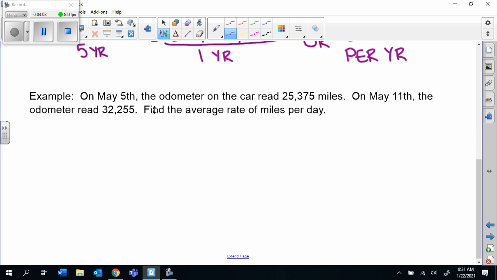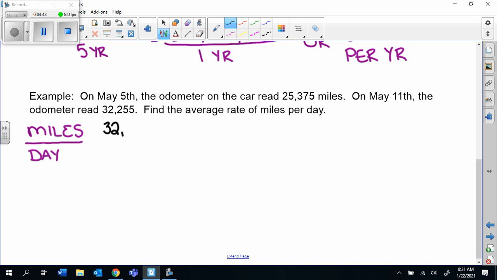On May 5th, the odometer on the car read 25,375 miles. On May 11th, so 6 days later, the odometer read 32,255. Find the average rate of miles per day. So this one might be a little more clear. Miles per day means that we definitely want to have the miles on top, days on the bottom. And so what was the change in the number of miles?